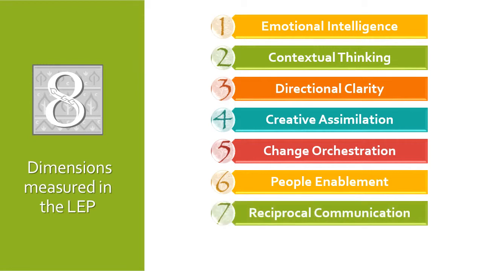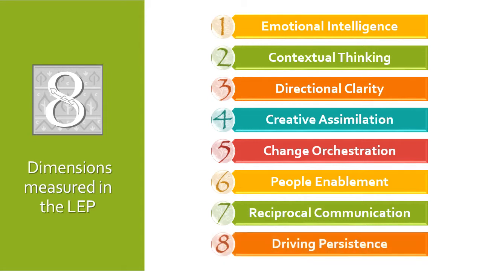Next is reciprocal communication. This is the extent to which an individual communicates with economy and clarity and remains open to feedback. And finally, we have driving persistence. This is the extent to which the individual tenaciously stays on track and maintains a persistent focus on their goal.